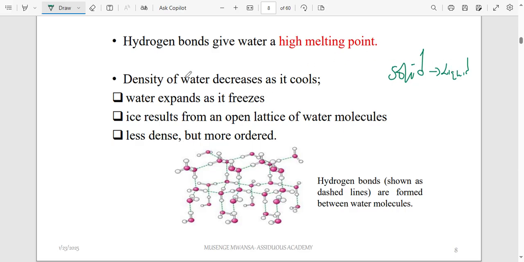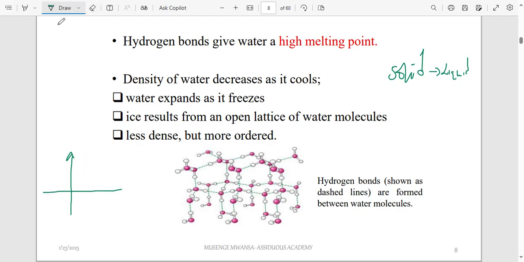It's also important to know that the density of water decreases as it cools. And this is known as the anomalous expansion of water, or the anomalous property of water. Normally, what should happen is that as you increase the temperature of something, its volume expands. But for water, as you increase the temperature, the volume is increasing, but you reach a certain point where the volume will no longer increase. So there is actually a maximum point.